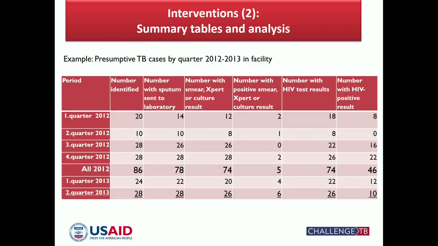And this is done at the local facilities by the local nurses, the local team, and then they'll be able to pick up strengths and weaknesses. For example, if you look at 2012, they had identified in this facility 86 presumptive TB clients, and only 78 had sputum sent to the lab, and 74 had results received. Then they would sit down and discuss, why is there a gap in this? What happened to the other patients that we did not send the specimen to the lab? What happened with other patients that we did not receive results?